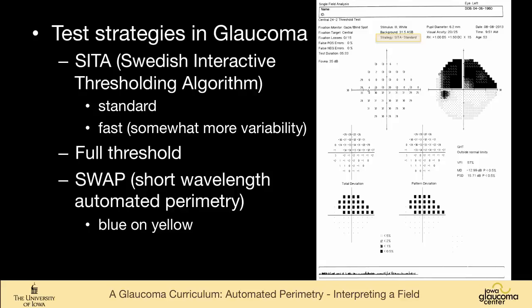You can do a full threshold, so if you have a really old perimeter, you might only have the full threshold option. And then SWAP, which was in vogue for a while because it was felt to pick up earlier field loss with the blue on yellow targets. But there's some question that that's really not that helpful, and I almost never use that. Some people do for patients with very early disease or with no disease trying to pick up the earliest possible loss.